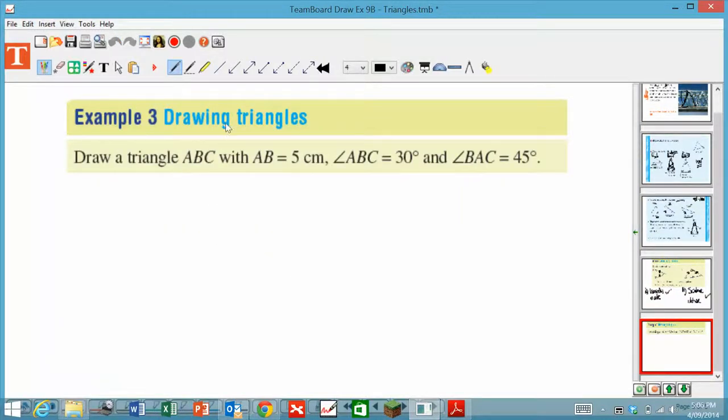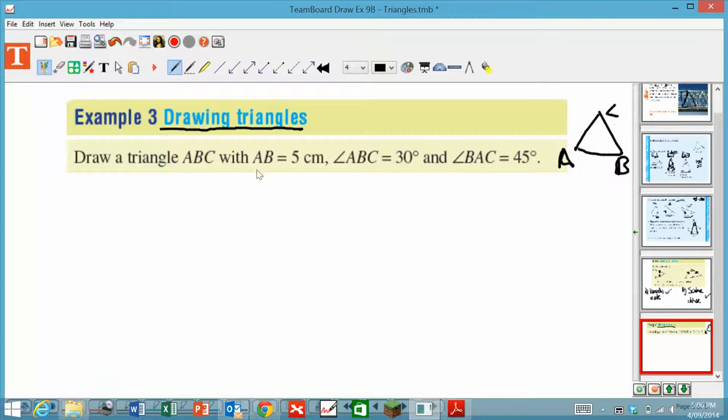Alright, constructing triangles. Drawing triangles is also part of this, so I'm going to have to use a bit of technology up on my little team board program here. We need to draw a triangle ABC. If I do it over here, it's going to look like A, B and C.